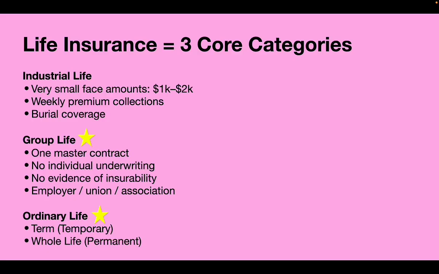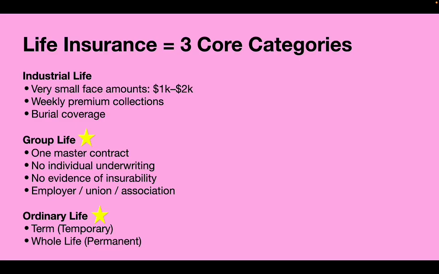Slide 1, Life Insurance, 3 core categories. Life insurance can be divided into 3 main categories: industrial life, group life, and ordinary life. Industrial life policies are usually very small, ranging from $1,000 to $2,000. They are designed to cover basic needs like burial expenses, and premiums are often collected weekly, making it accessible for everyday people.